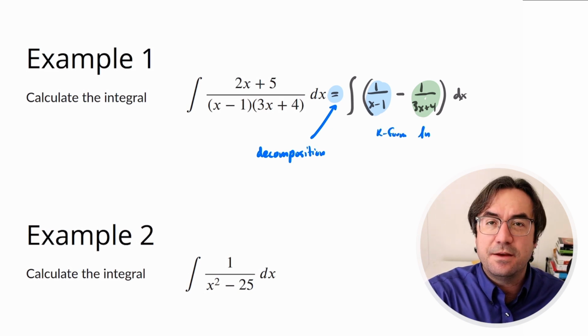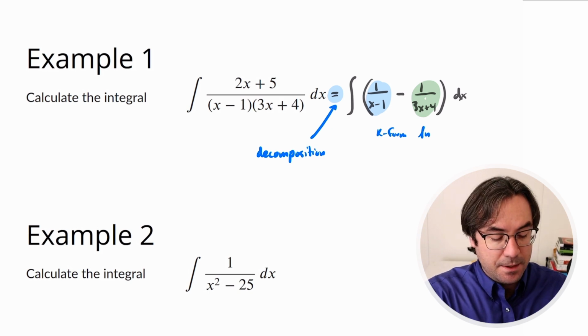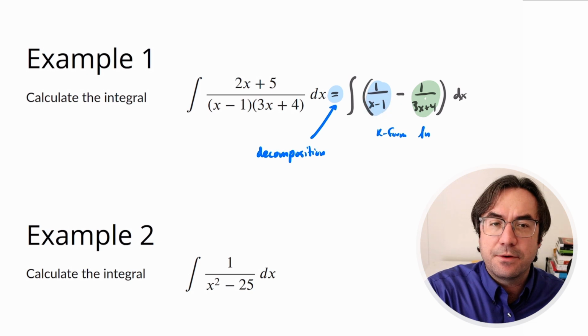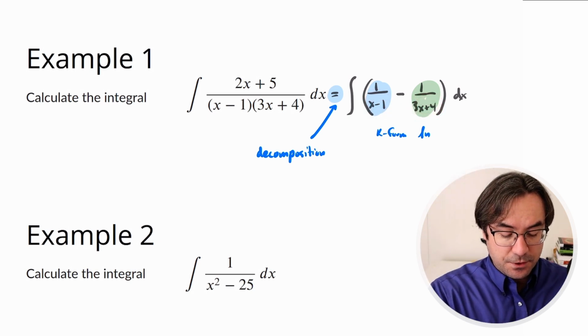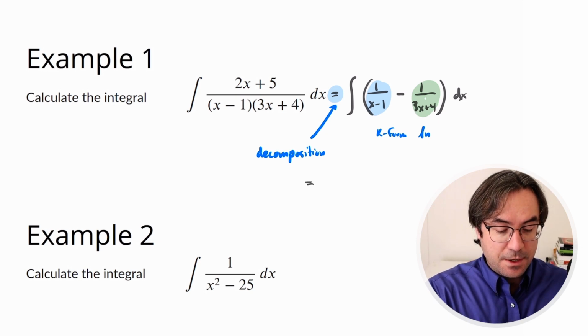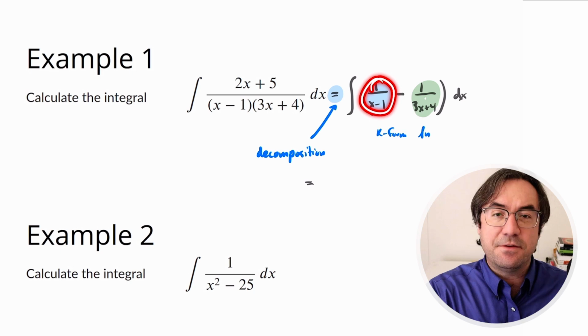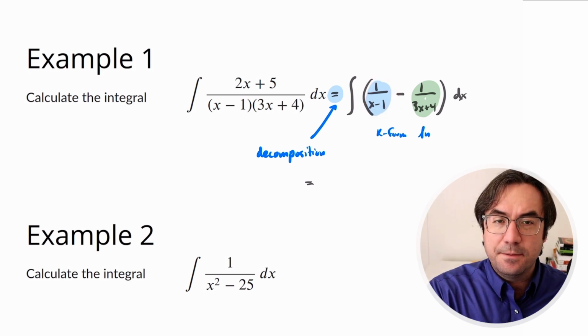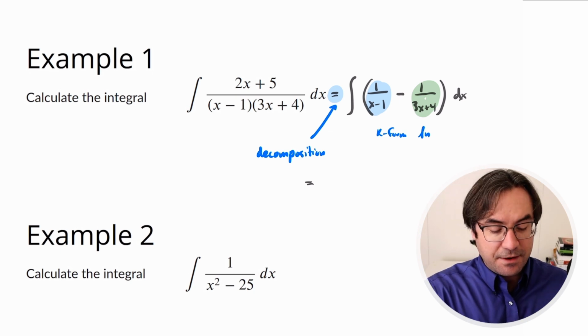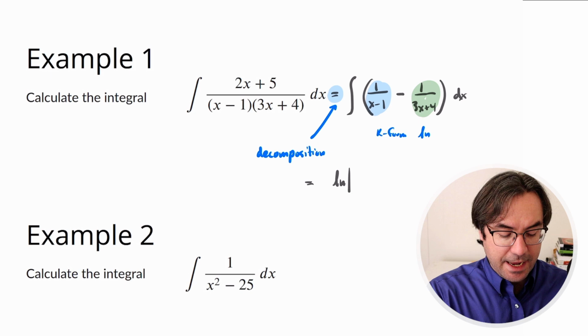So both of these are k-form log. So there's no bigger power surrounding our denominator here. All right, so let's use those special rules. For the first one, this is a k-form. The constant k in front of the x is just a 1. So when we integrate that fraction, we're going to get natural log absolute value x minus 1.